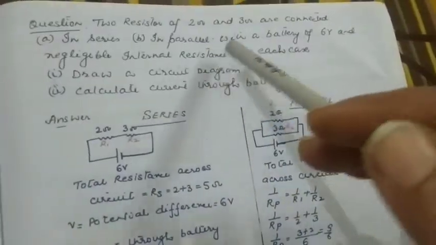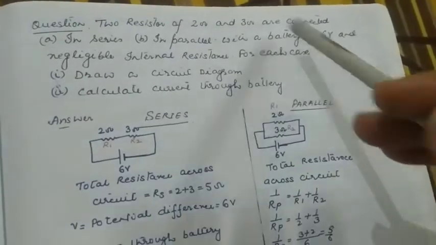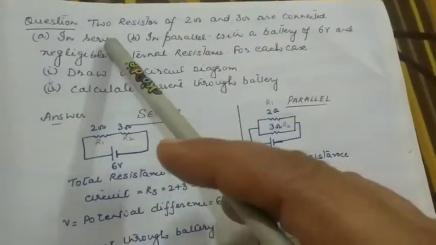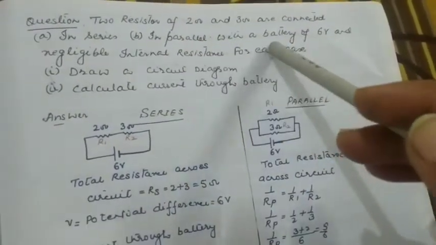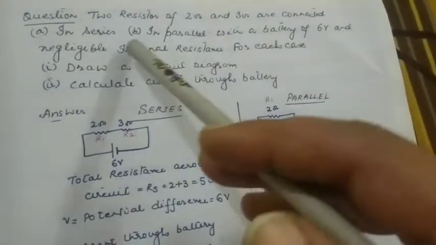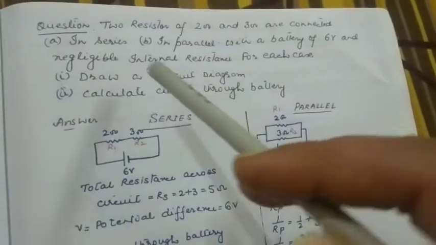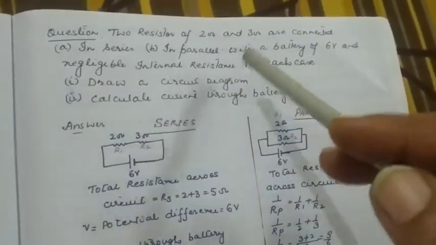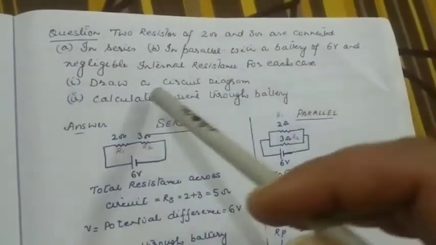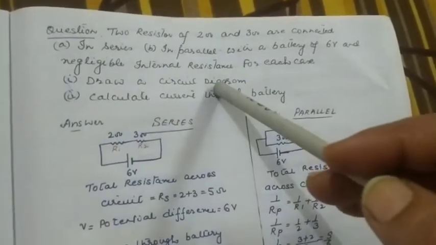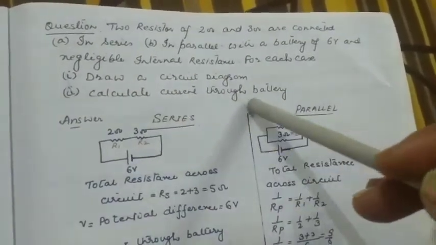There are two questions. With a battery of 6 volt, two resistors, one in series and one in parallel, across both the battery is 6 volt, and negligible internal resistance. Internal resistance is not given. Be careful when internal resistance is not given. Your question is quite simple. For each case you have to draw the circuit diagram, number 1. Number 2, calculate current through the battery.